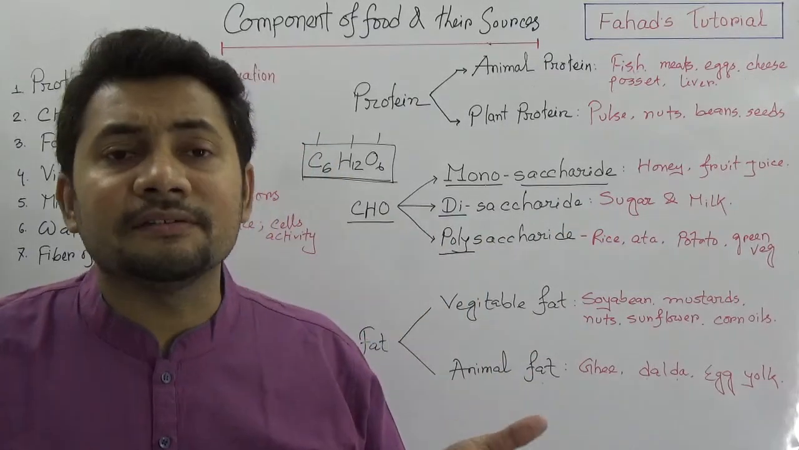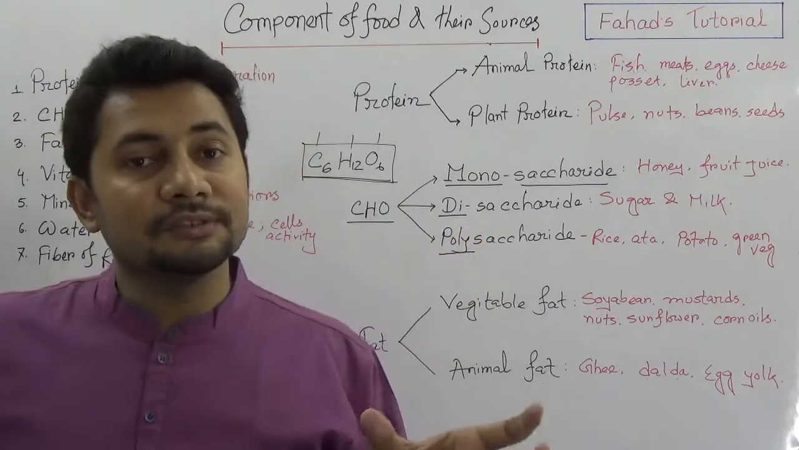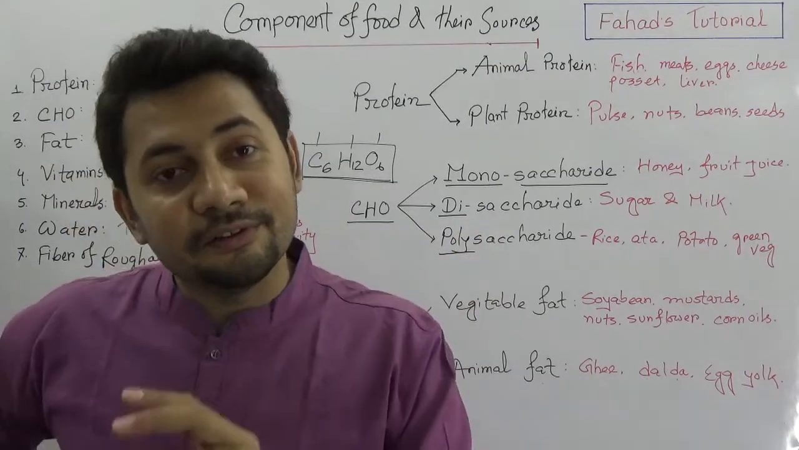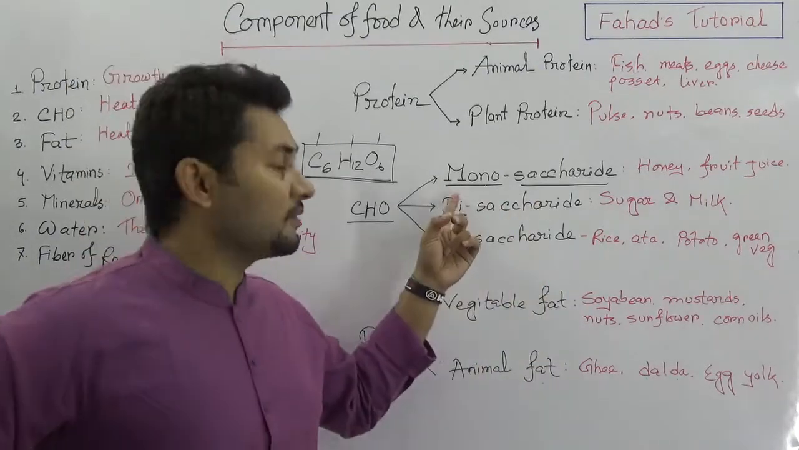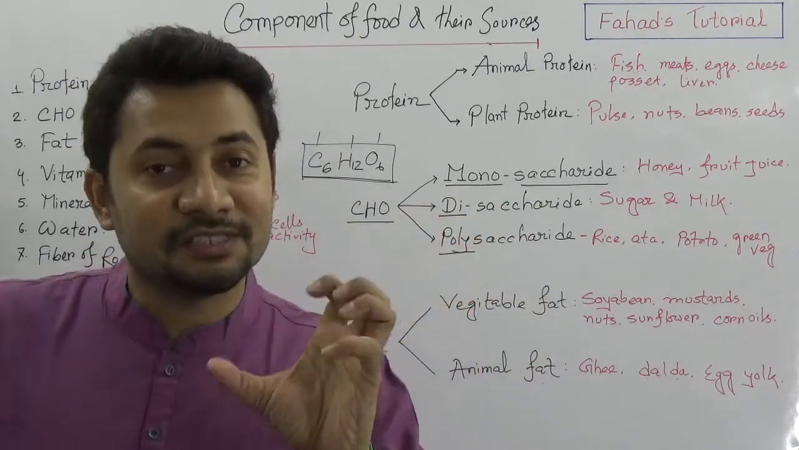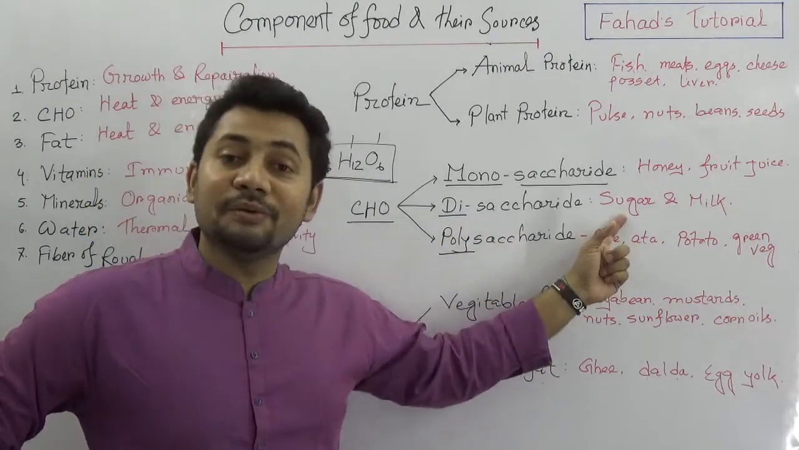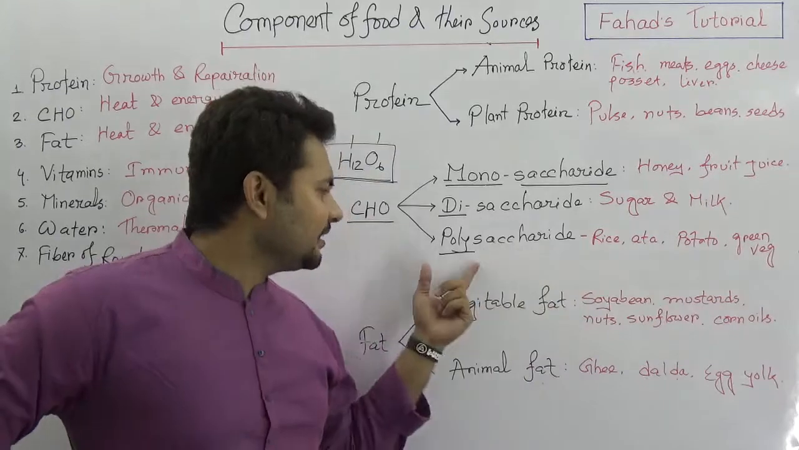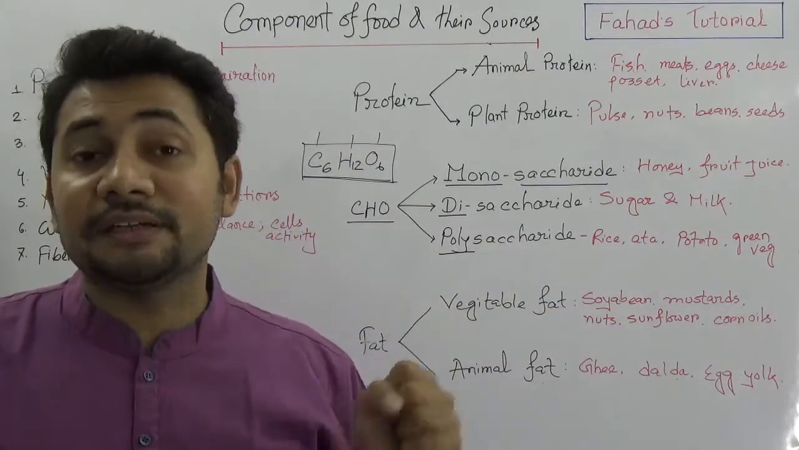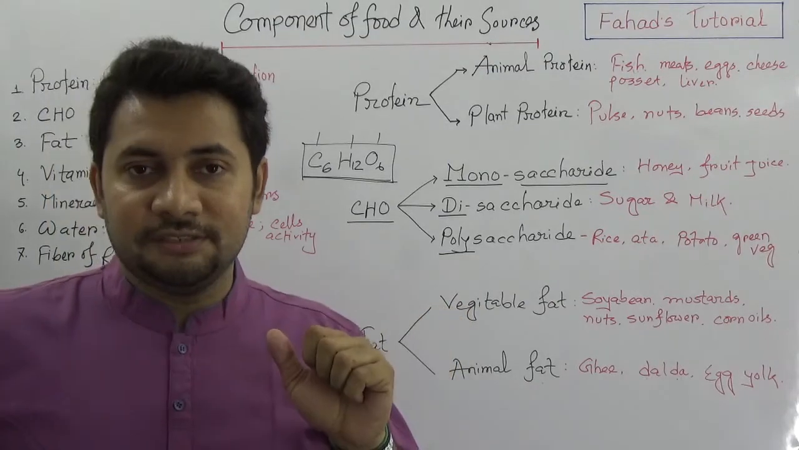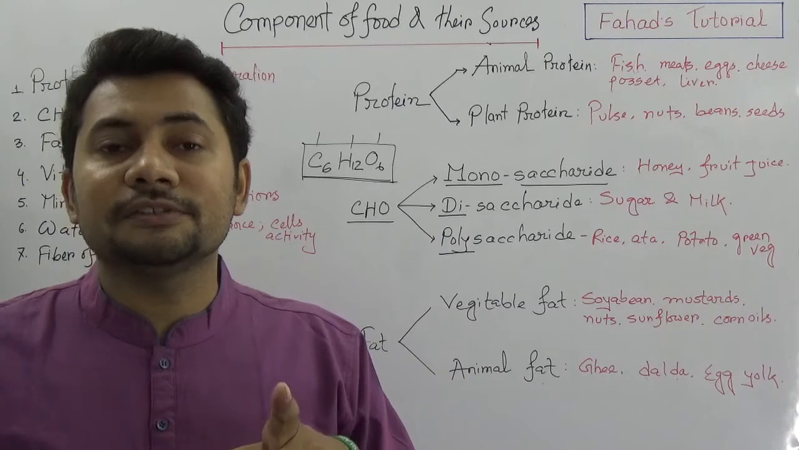Sucrose is a very well-known example of disaccharide, because sucrose is formed by a combination of glucose and fructose. Glucose and fructose are monosaccharides. When these two monosaccharides combine together, they form disaccharide, and this is called sugar and milk. Think about polysaccharide: a number of monosaccharides joined together, like starch, and of course there are other things.